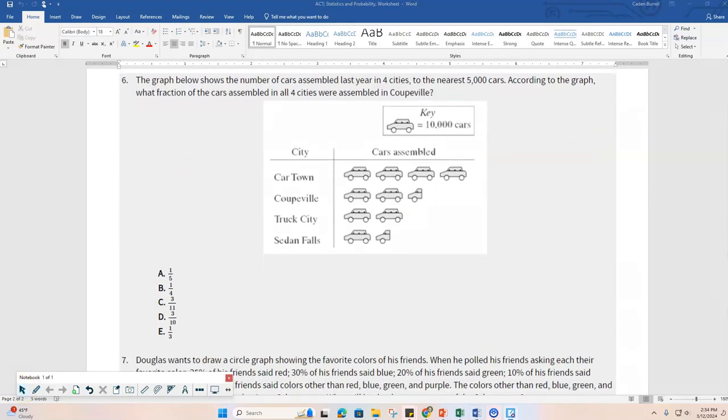Question 6. Go ahead and try question 6. I'll give you a minute. The graph below shows the number of cars assembled last year in 4 cities. So there's 5,000 cars according to the graph. What is the fraction of cars assembled in all 4 cities assembled in Coopville?